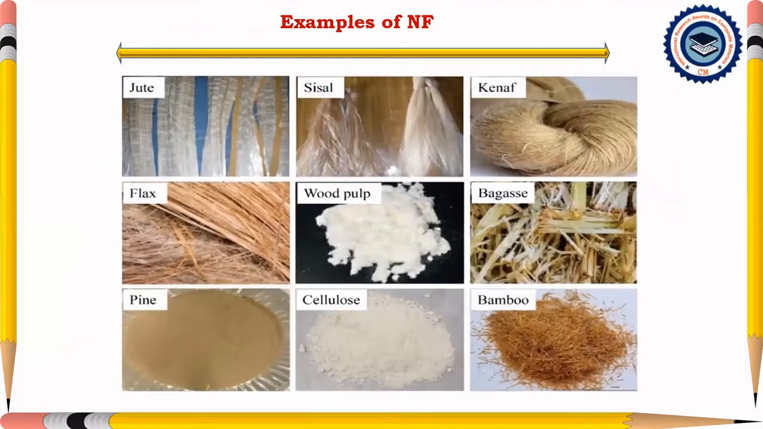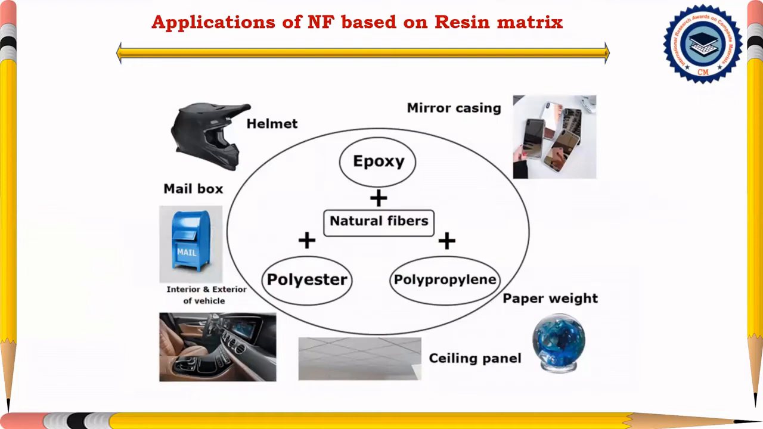See, here I am showing a few examples of natural fibers: jute, sisal, kenaf, flax, wood pulp, bagasse, pine, cellulose, and bamboo. Here I am showing only a few because a lot of natural fibers are available in and around us. Next, what are the applications? Here I am showing the applications of natural fiber based on the resin matrix. Actually, researchers previously used and now also are using only three or four different categories.